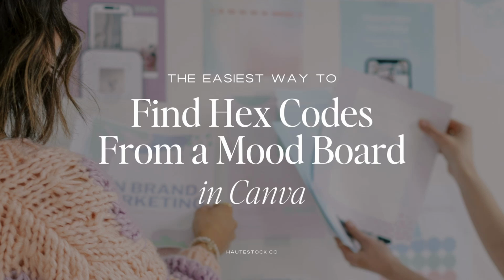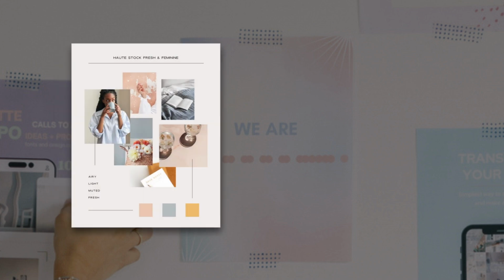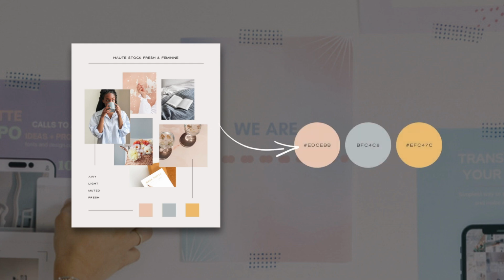If you've ever fallen in love with a color palette online and wish that you could use it for your own business, then this video is for you. Today I'm going to show you the easiest way to find the hex codes from a mood board or any picture in Canva. This method is super quick and simple, so let's dive in.